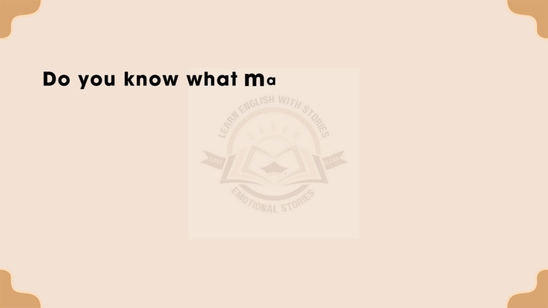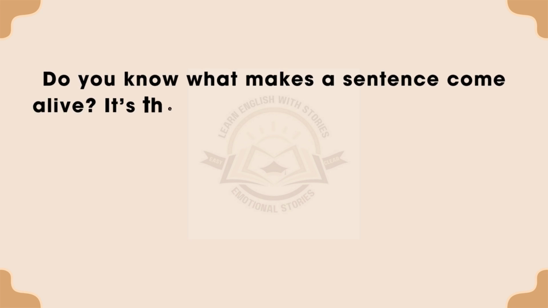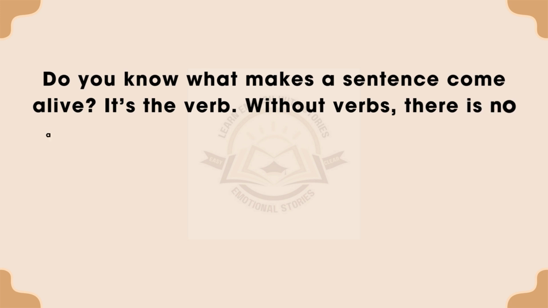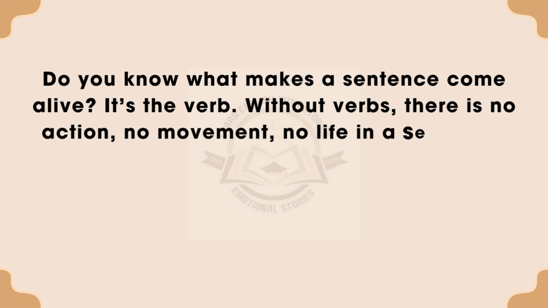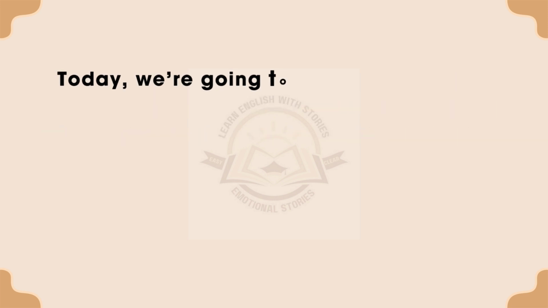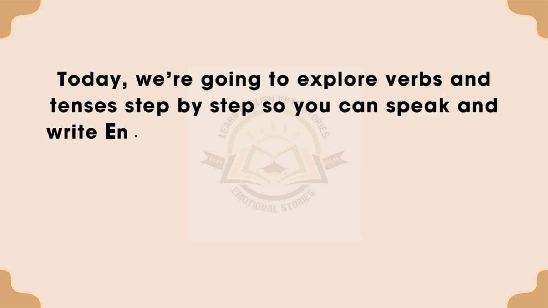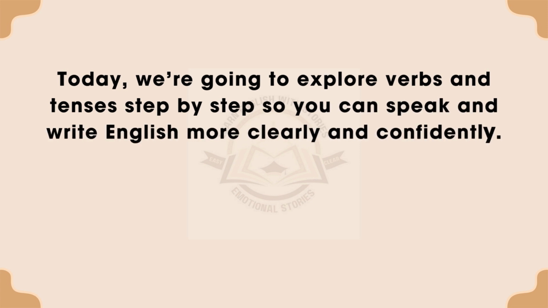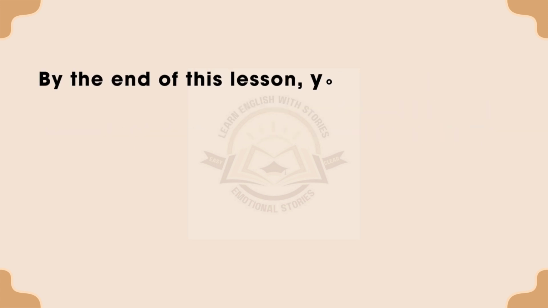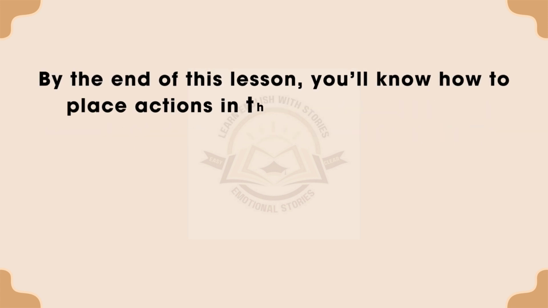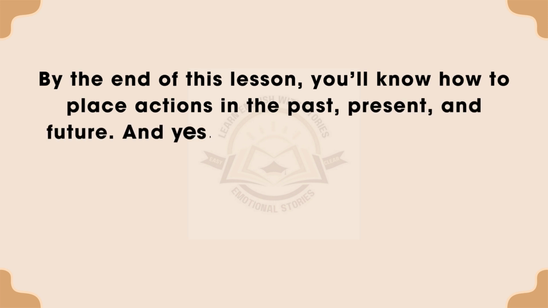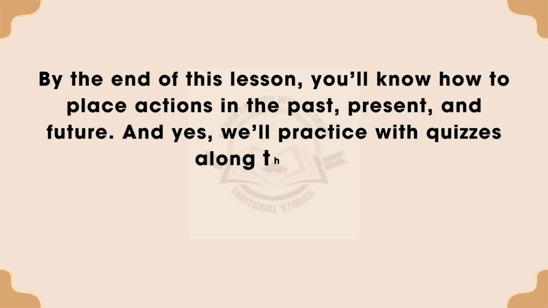Do you know what makes a sentence come alive? It's the verb. Without verbs, there is no action, no movement, no life in a sentence. Today, we're going to explore verbs and tenses step by step so you can speak and write English more clearly and confidently. By the end of this lesson, you'll know how to place actions in the past, present, and future. And yes, we'll practice with quizzes along the way.